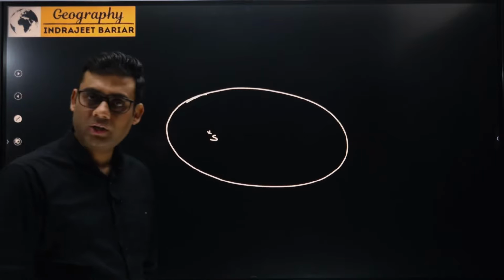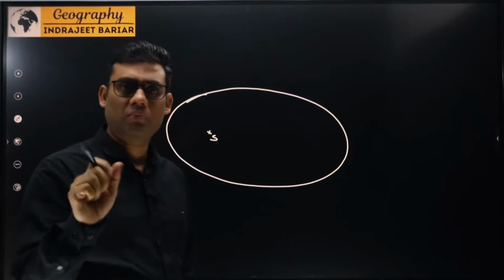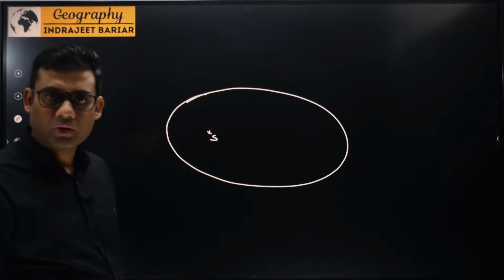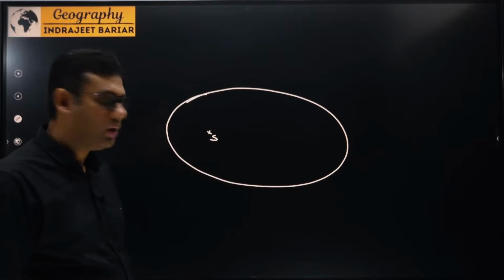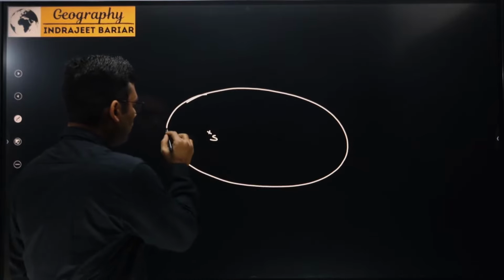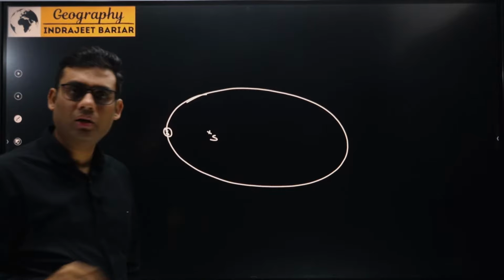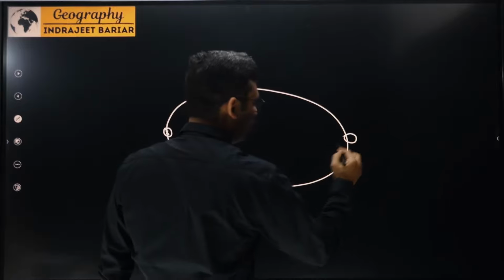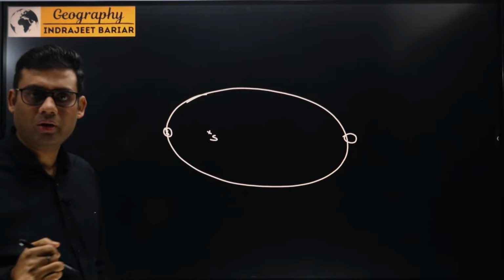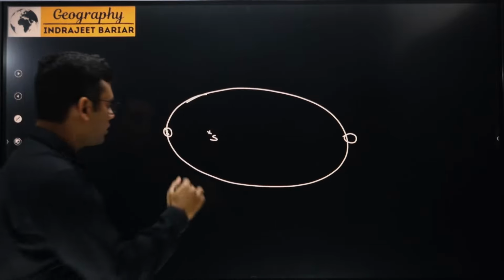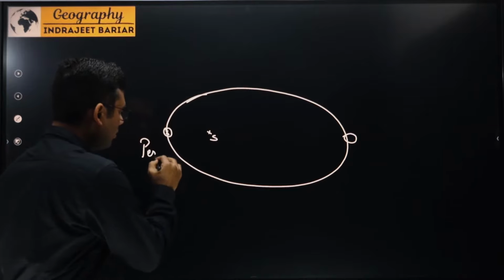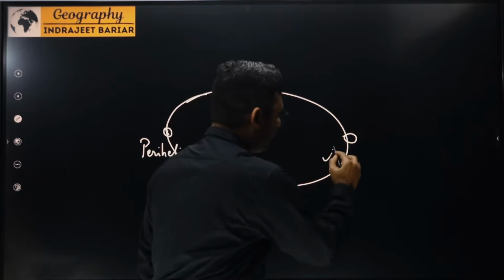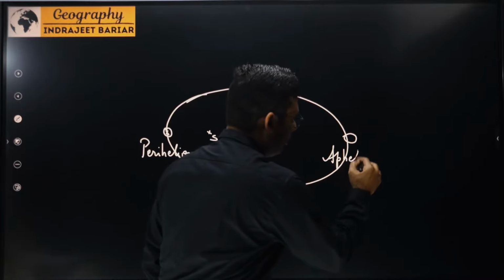Along this orbit, the Earth is going to reach 2 extreme positions. Okay, the distance would be constantly changing because it is an elliptical orbit. And this point would be when the Earth would be nearest to the sun, and this point when the Earth would be farthest from the sun. These positions are called perihelion and aphelion respectively.